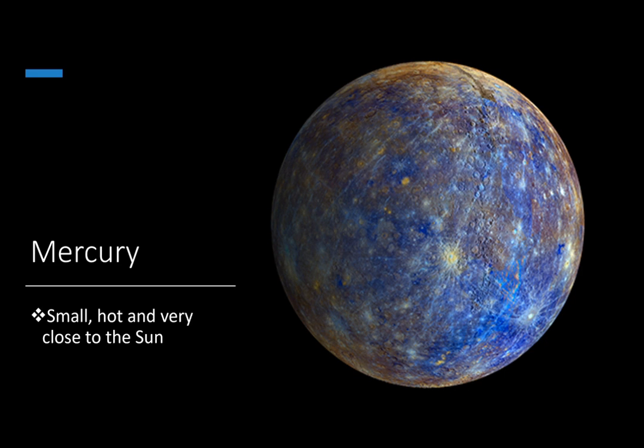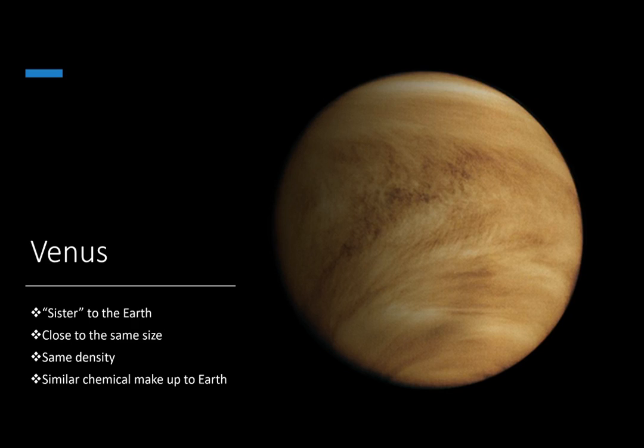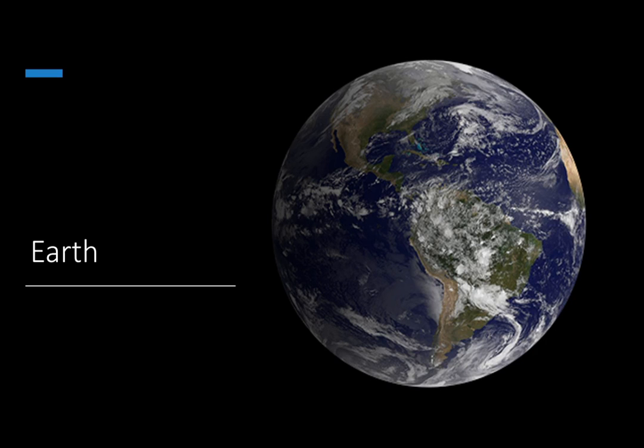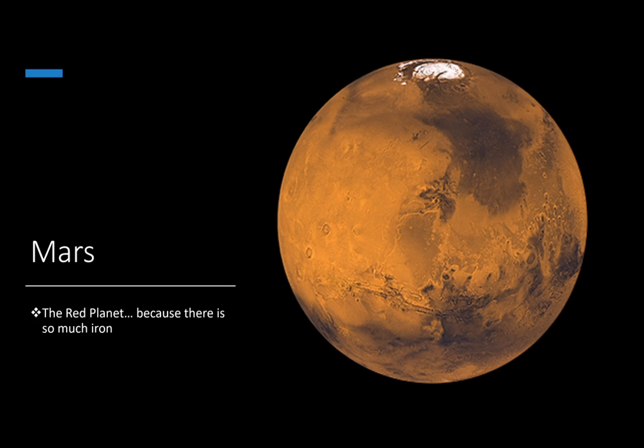The first planet we're going to look at, the closest one to the sun, is Mercury. It's small, hot, and very close to the sun. Then moving away, we have Venus. Venus is considered the sister to the Earth. It's close to the same size, same density, and a similar chemical makeup to Earth. Then we have Earth, the planet that we live on, self-explanatory. Mars is considered the red planet because there's so much iron on there, it gives it that red color.